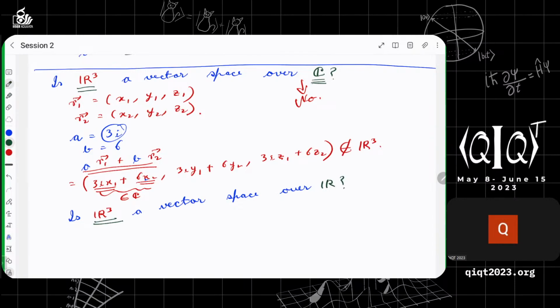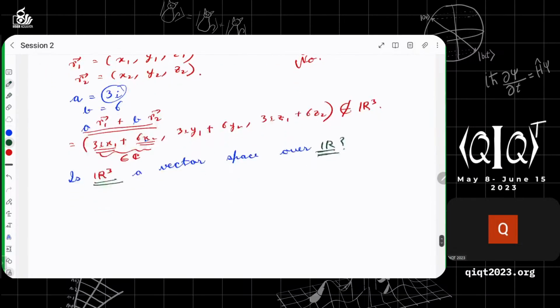But when we are defining vector spaces, we have to be careful about what field we are defining the vector space over. So it's not just sufficient to say that R3 is a vector space. You have to mention that R3 is a vector space over which scalar field, or over which field. So for example, R3 is a vector space over R, but R3 is not a vector space over the set of complex numbers.